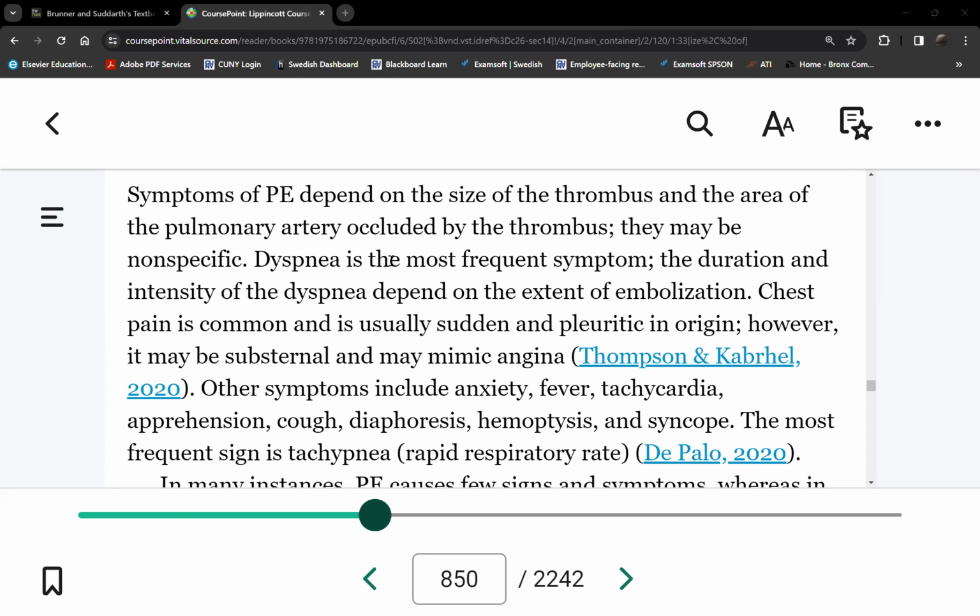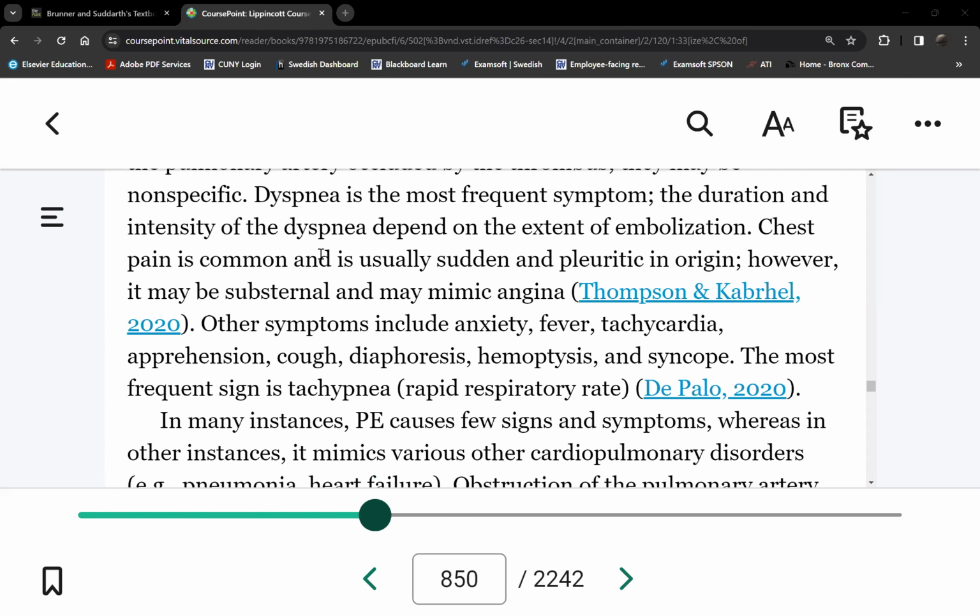So dyspnea, most common symptom. Chest pain. Usually chest pain is for submassive PE, and definitely there's chest pain in massive PE. The key here is the symptoms begin with acute onset. They were fine a few seconds ago, and then now they have the symptoms suddenly, which resembles what's happening, correct? Because a clot suddenly obstructed one or more branches of the pulmonary artery.